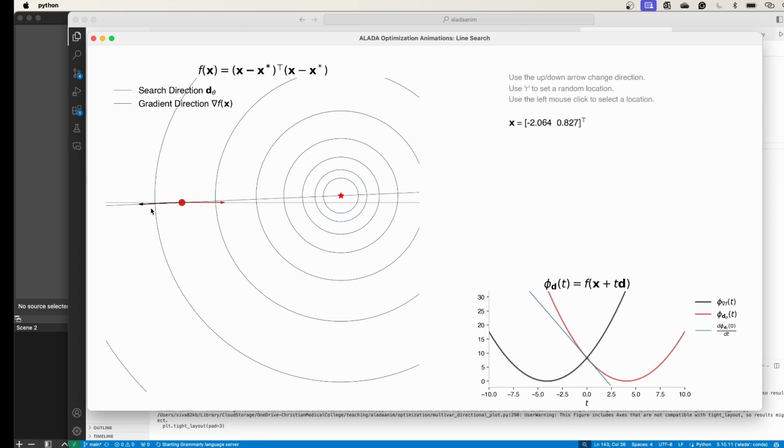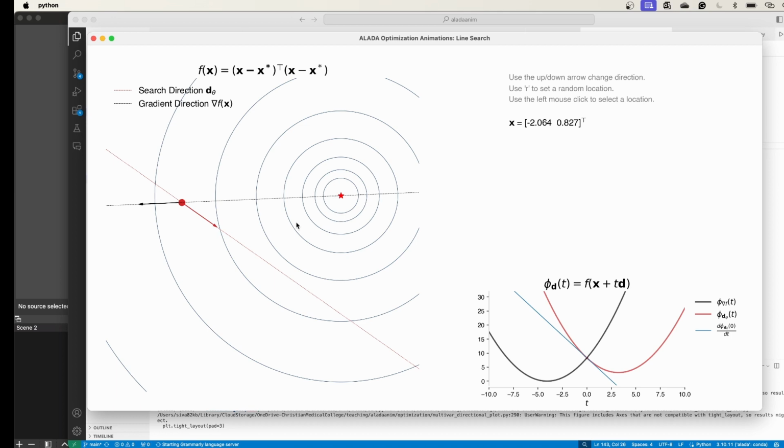It's a bowl. If you're at any point here, then the direction in which it increases the most is always pointing away from the bottom of the bowl. This red line is the line along the gradient. I earlier said the gradient does not point towards the minimum. In this particular function, the negative of the gradient does point towards the minimum, because it is a symmetric function.